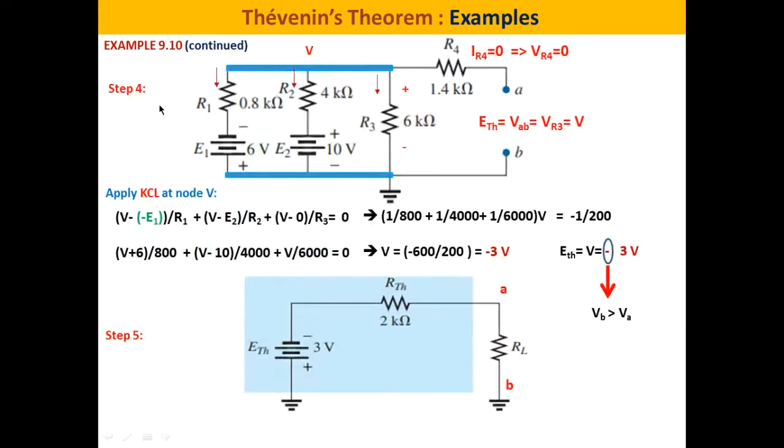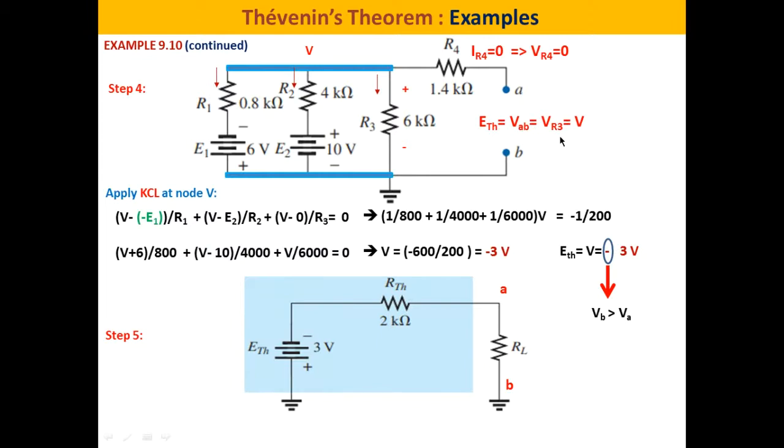Next step, step 4. We return back all the voltage sources. Then, of course, we keep the terminals AB open. We do not connect RL yet. And we have to calculate the Thevenin voltage. E Thevenin is the voltage across AB. So E Thevenin is VAB.